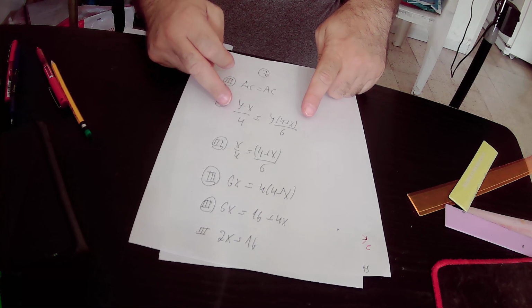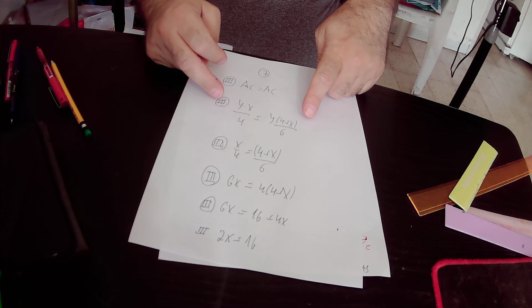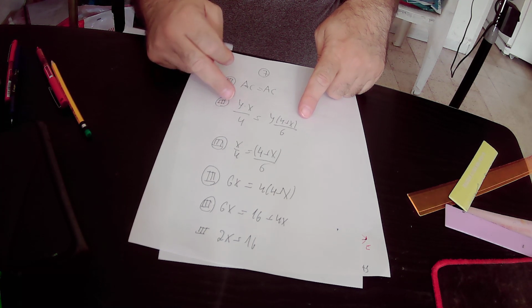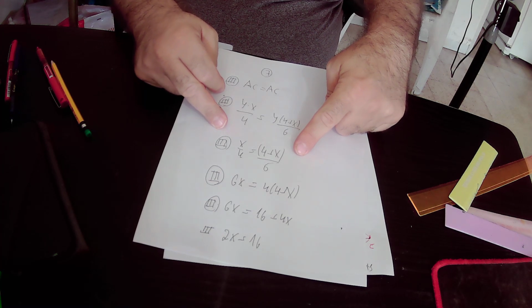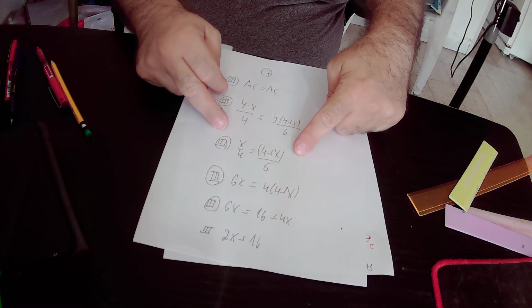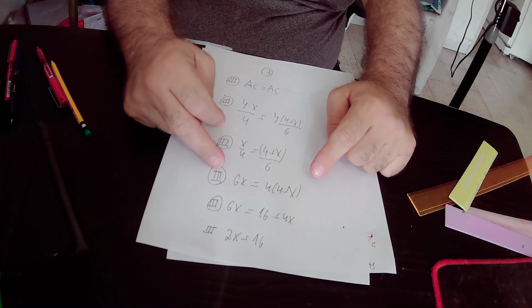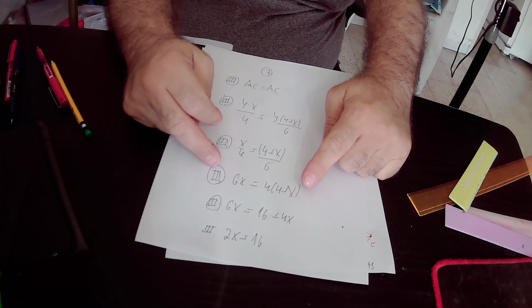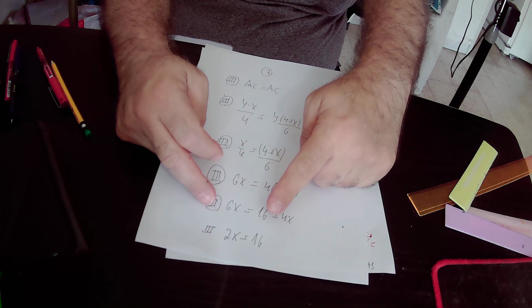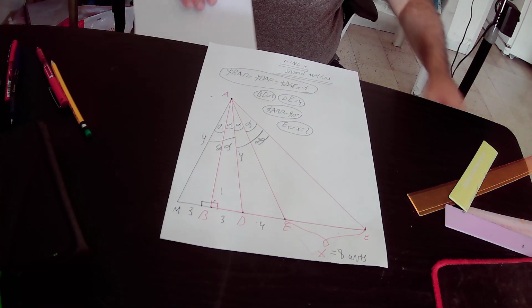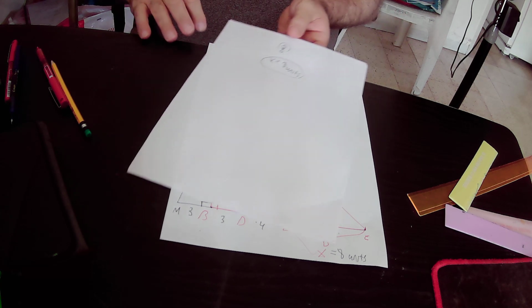We solved this simple equality. We divided it by Y and we got this expression. Then we multiplied it by 6 and by 4, opened the brackets, and then divided by 2. And we found out that the value of X is 8 units.